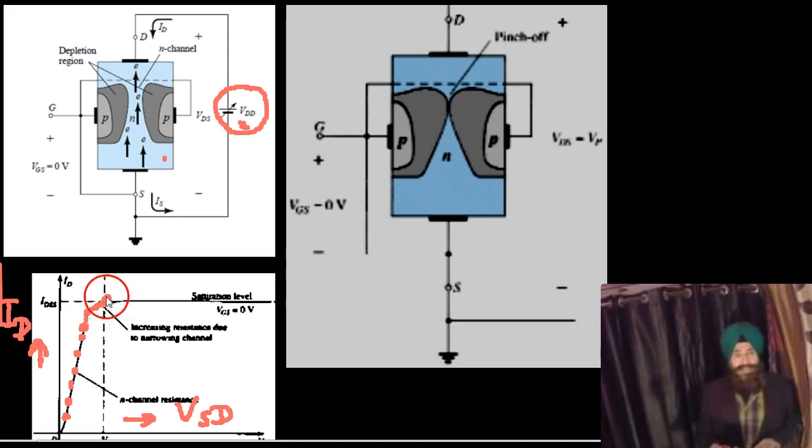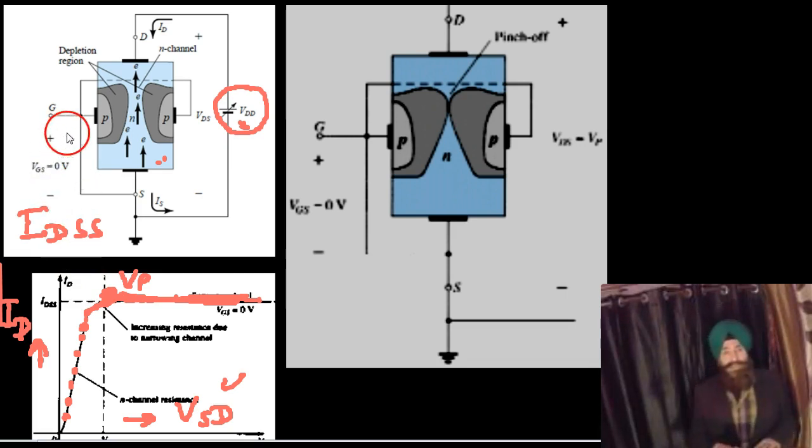At this point, this is called the pinch-off voltage. After pinch-off voltage, there is a constant current. Current cannot increase further, because the N channel is giving almost infinite resistance to the current. After pinch-off voltage, the current is constant. So the FET behaves as a constant current source because the current becomes independent of this voltage. And this current is known as IDSS.